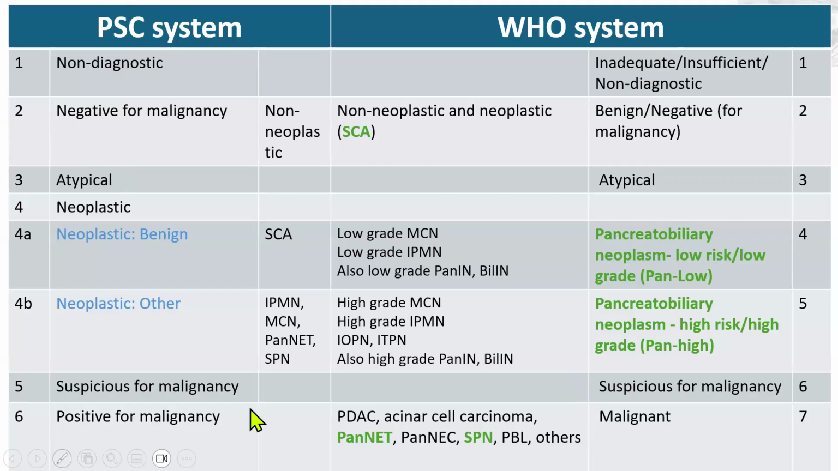So this is the PSC system, which I showed first, where under neoplastic benign came the serous cystadenoma, whereas in the WHO system, it is now under the benign or negative category. And under neoplastic other were the PanNET and SPEN, which now come under the WHO. And there are these two new categories instead of neoplastic benign and neoplastic other. So this is the present classification.